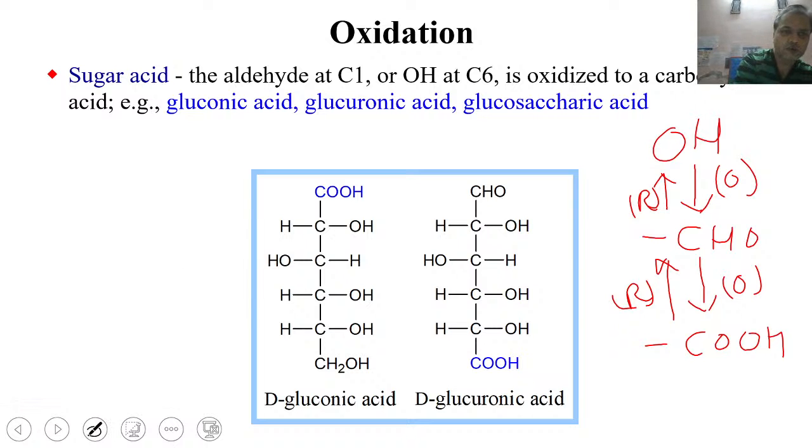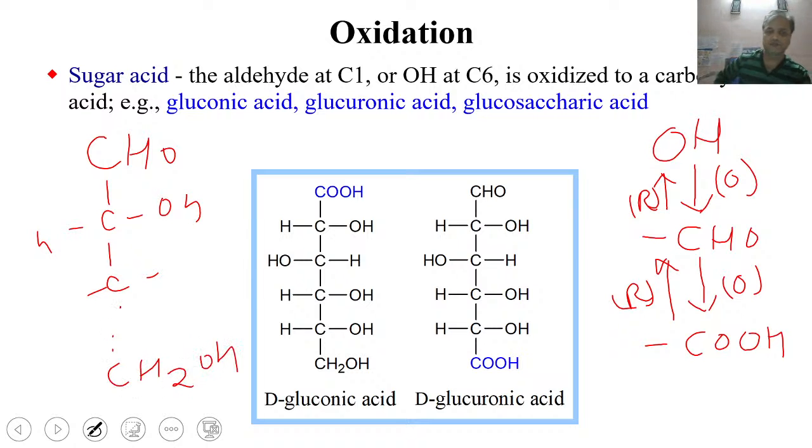In normal glucose, we have CHO, then CH, like this one, and terminally we have CH2OH. So if we look at it, we can have oxidation of alcohol, and we can also have oxidation of aldehyde. All the alcohols are not necessarily or preferably going for oxidation.